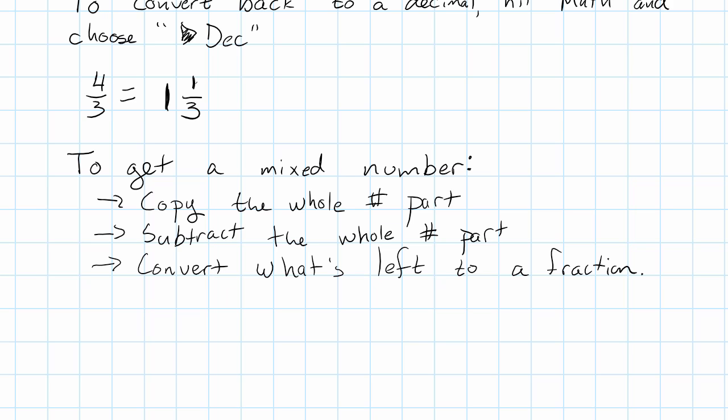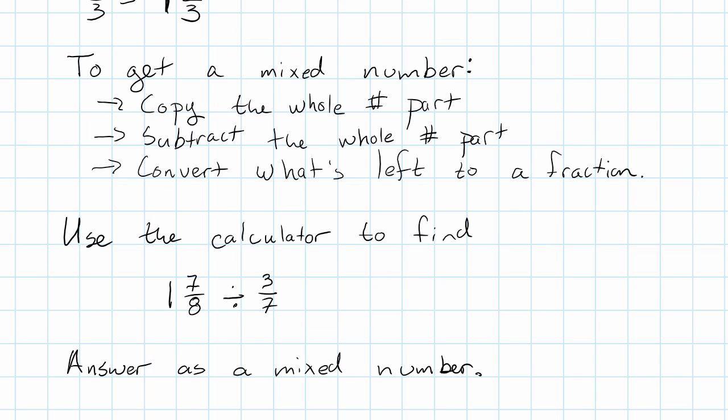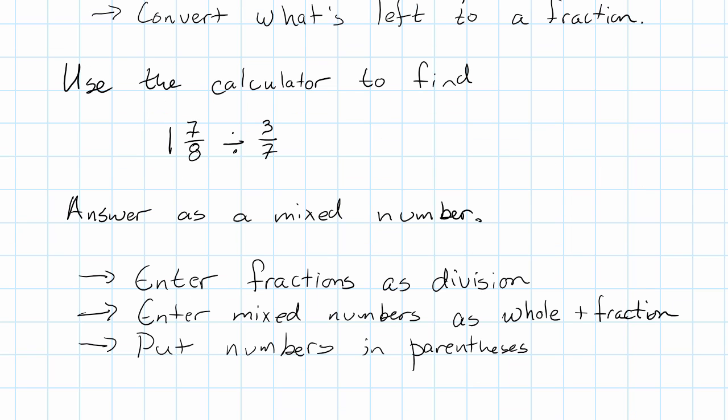Alright, let's use the calculator to do some fraction arithmetic. We want to use the calculator to find 1 7/8 divided by 3/7. Here's what we need to do. To enter a fraction, we just enter it as division. So 7/8 we're going to enter as 7 divided by 8. 3/7 we're going to enter as 3 divided by 7.